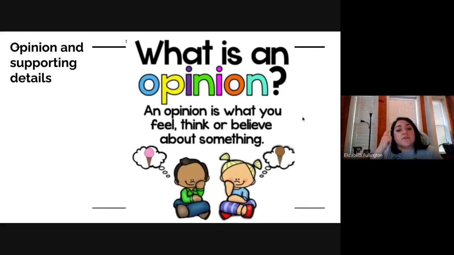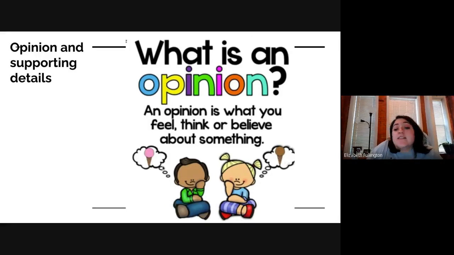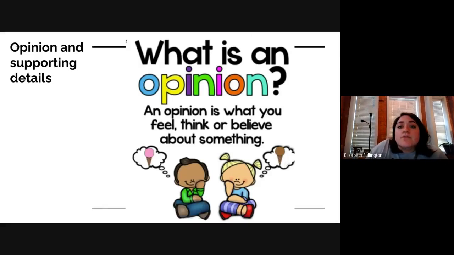So it makes you want to feel what you think and what you believe. So you see this little picture of this little boy and this little girl, and the little boy thinks that strawberry ice cream is the best. And then the little girl right here thinks that chocolate ice cream is the best. So those are opinions. Definitely opinions.